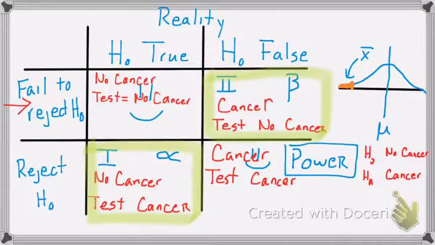Now, the problem with that, of course, is since we're spending more time up here, you're going to increase your number of type 2 errors, so you're going to have an increase in your number of test results that say no cancer is present when actually the person does have cancer.